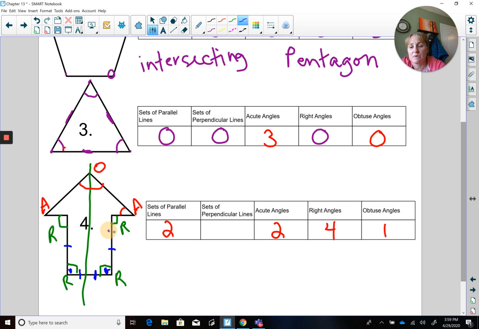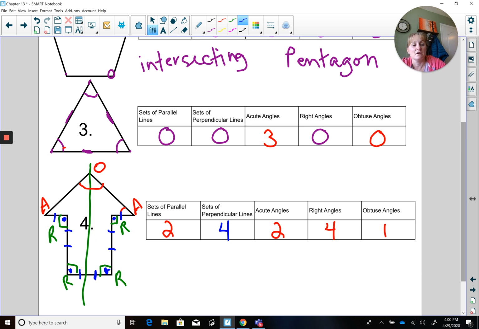I also have this one here and that one that make up that angle. So there's 3. And since this is a symmetrical shape, I have this one and this one that make up that angle. So now I have 4 sets of perpendicular lines. Okay? Check over yours. If you got that a little confused, go back and look at that if you were not able to fix your mistake.